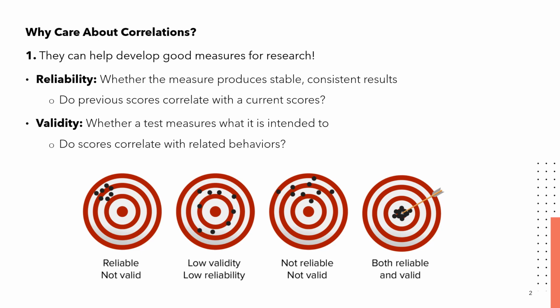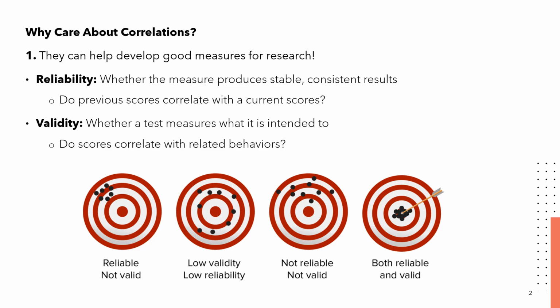Any measure, whether it's a depression questionnaire, a personality test, a memory test, whatever it might be, it should be reliable and valid. A reliable test is a test that produces stable, consistent results. You can think of this as hitting the same spot on a target over and over again. If you gave someone a questionnaire and received wildly different results each time they filled it out, it's not a very good test.